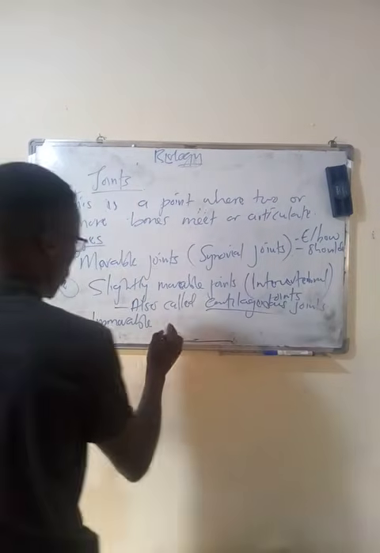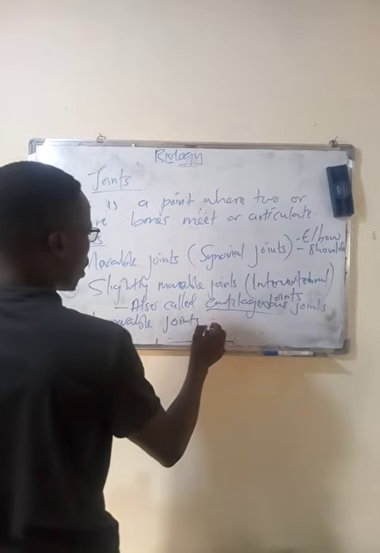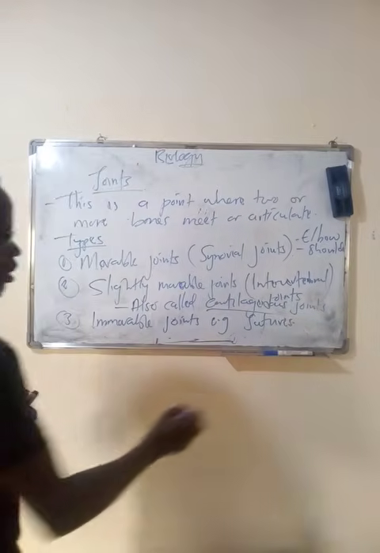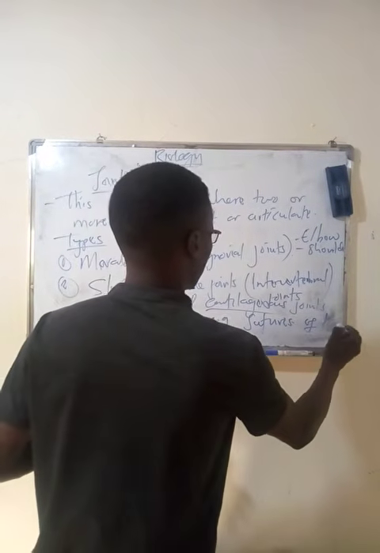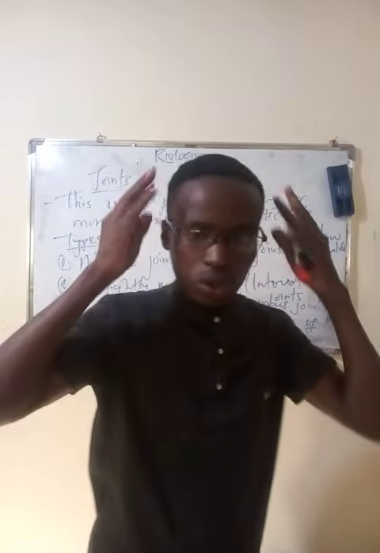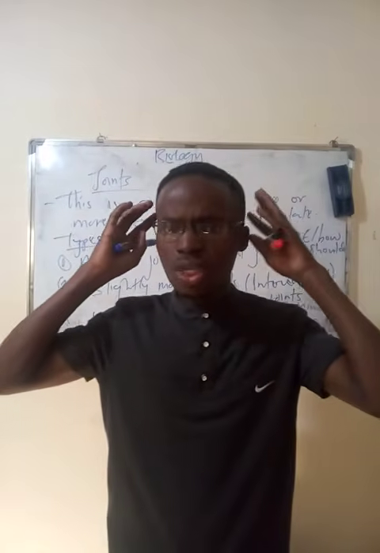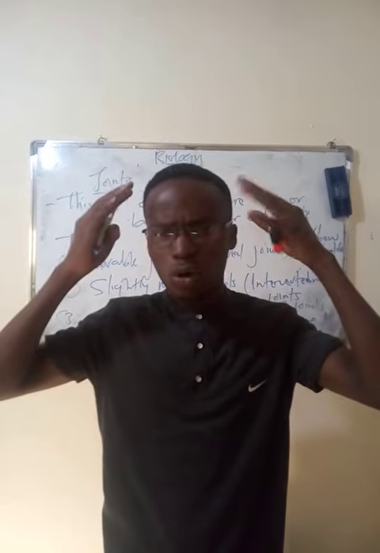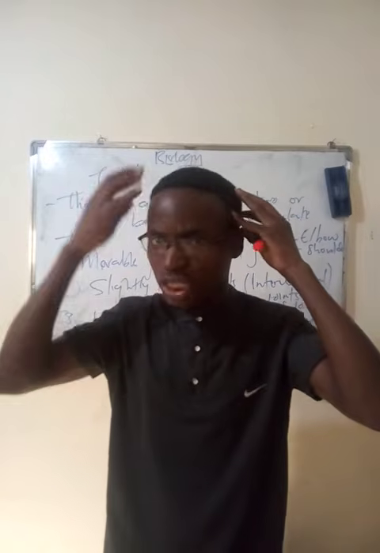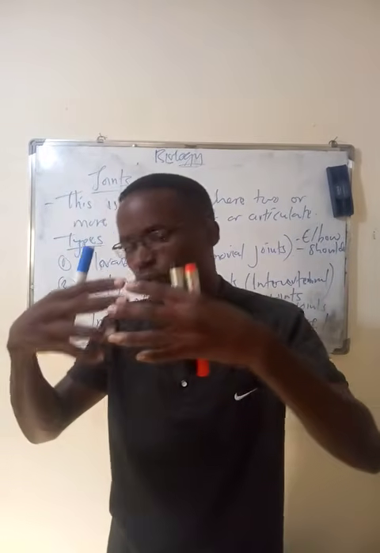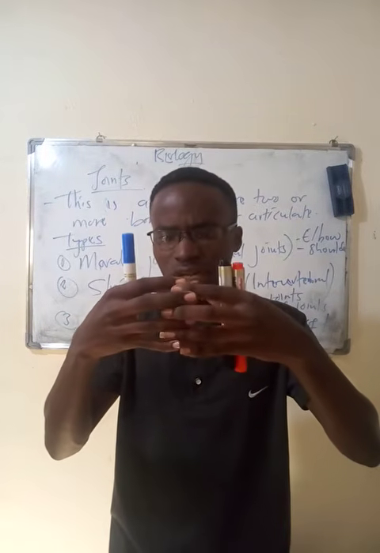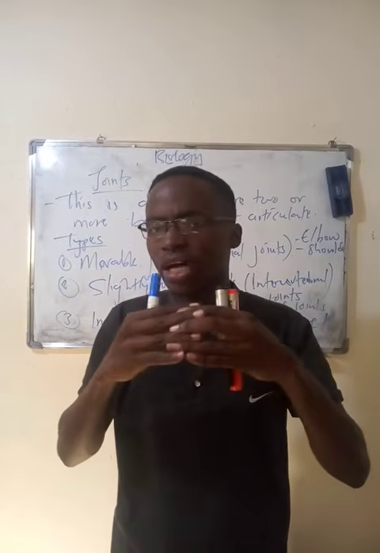Okay, so the immovable joints, an example is what are called the sutures, right? Now, when you look at the sutures, we're talking about sutures of the skull. When you look at the skull, it's not made up of one complete bone. No, it's made up of different bones. There's a bone here, there's a bone here, there's a bone here, and they meet together to form some sort of zigzag arrangement like that. Those are what are called the sutures.